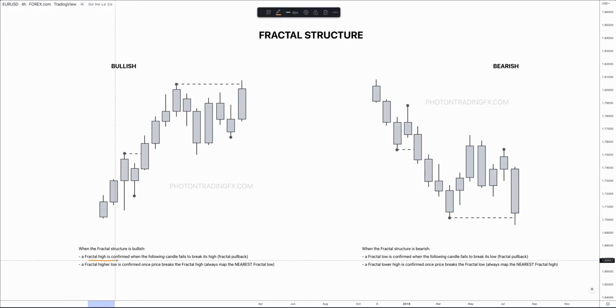Okay, so in a fractal bullish market, the fractal high, i.e. this high here, is confirmed when the following candle fails to break its high. So that's when we get the fractal pullback, and that's where we get it here, okay? I think you guys get it, right?